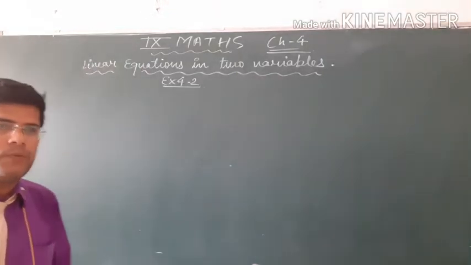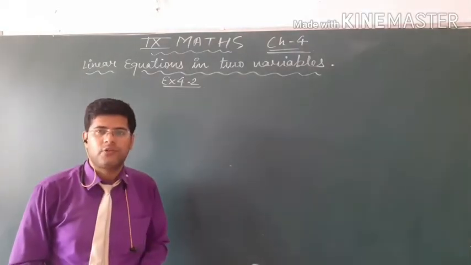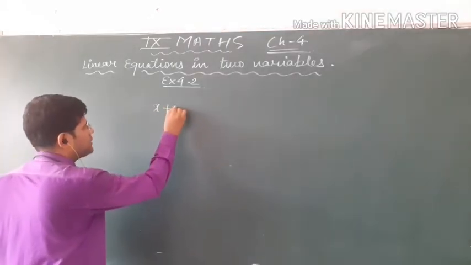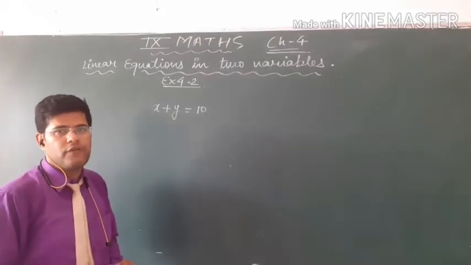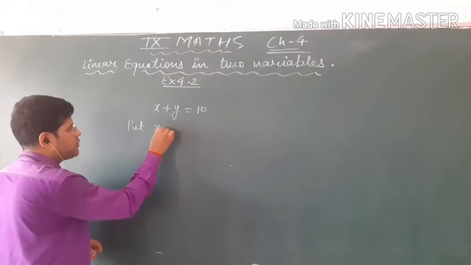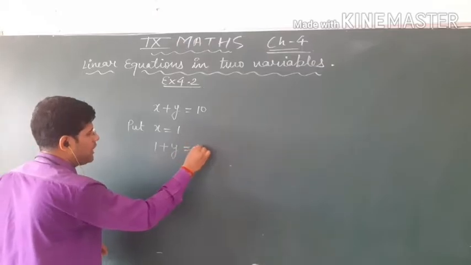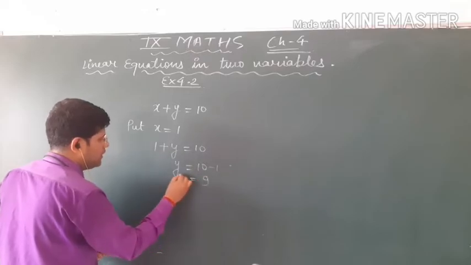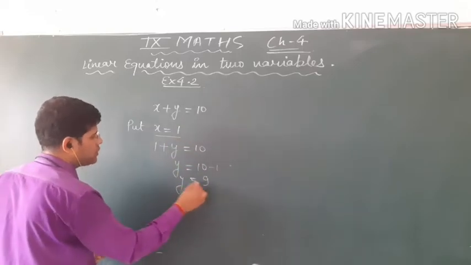Now in exercise 4.2 the first topic is what is a solution of an equation and how many solutions are possible. If our equation is given as x plus y equal to 10, okay students, how do we find the solution of x plus y equal to 10? Firstly put x equal to 1. When we put x equal to 1, it becomes 1 plus y equal to 10. If we want to find y, it becomes 10 minus 1 equal to 9.